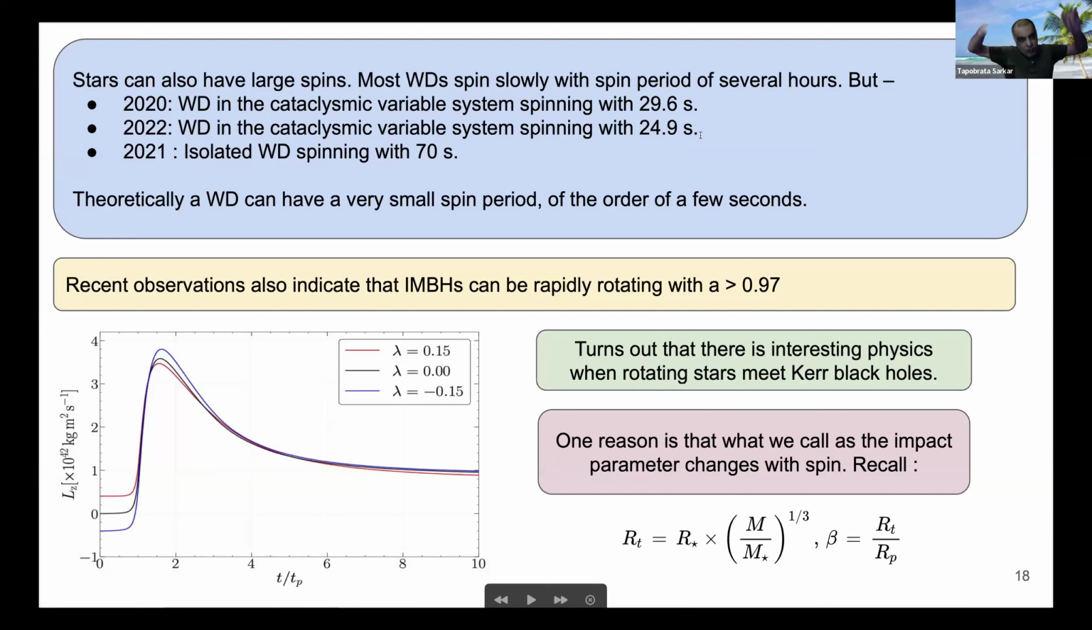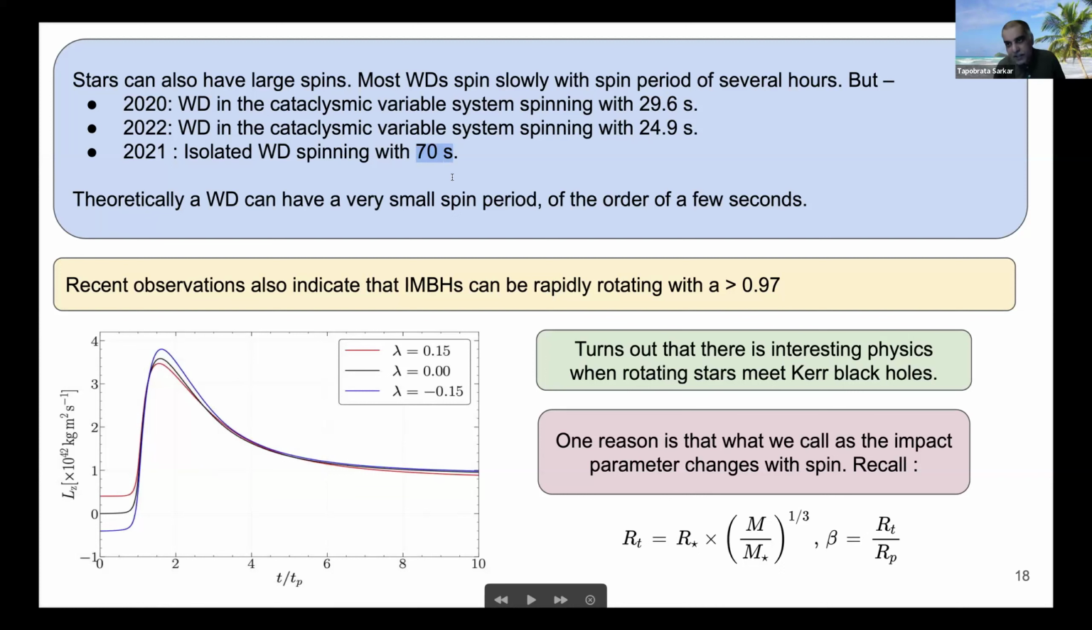Okay. And in 2021, that is 3 years back, astronomers discovered an isolated white dwarf, and isolated as in, it's really not a binary or anything, which is spinning with a spin period of a little more than 1 minute. And theoretically, there are a lot of works about it. You consider the metric due to the white dwarf, and you could actually show that in principle, they can have a very small spin period, maybe of the order of a few seconds, but those have not been observed. So what I focus on is that the spin period is like 70 seconds, it's about a minute. It's spinning about itself.